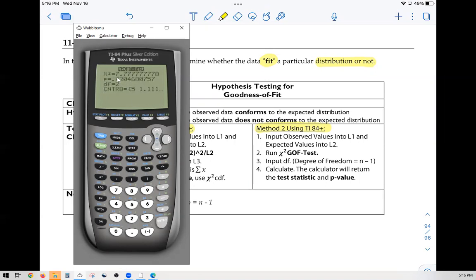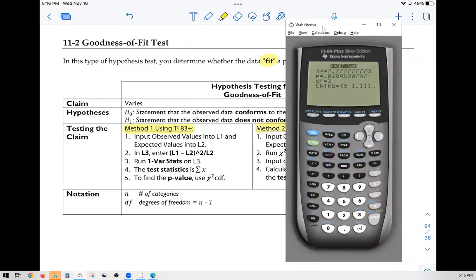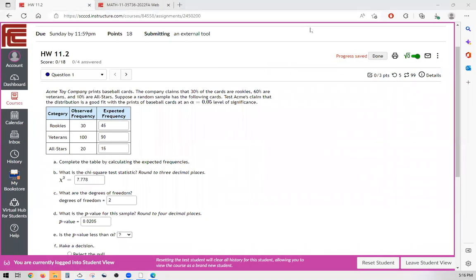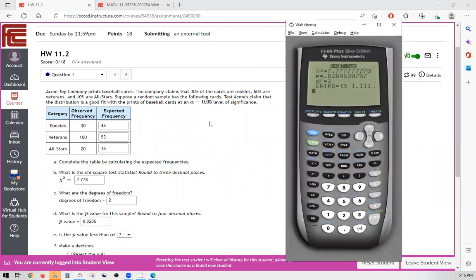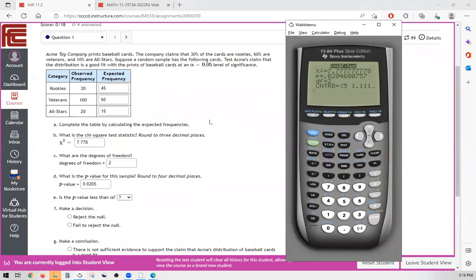And automatically that gives us the chi-squared test statistic and the p-value. With the chi-square GOF test, it's a lot easier. But again, if you have the TI-83 Plus, you don't have that function, you will need to use the first method. With the chi-square GOF test, it just automatically gives you the test statistic and the p-value. All right. I'll let you guys do the comparison of the p-value and alpha.